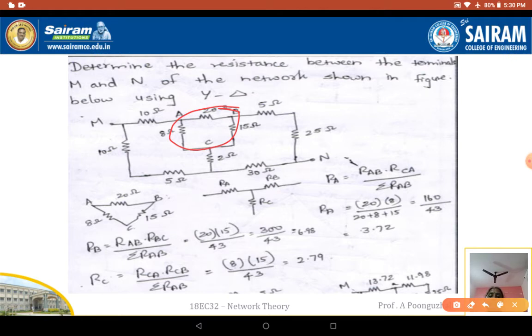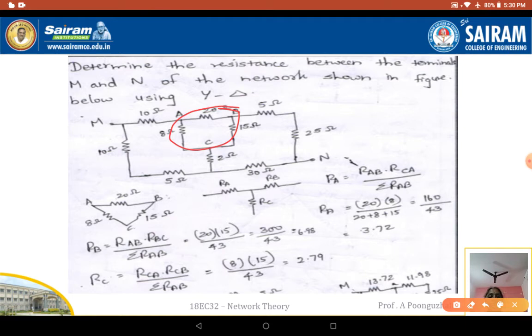So 20 into 8 divided by the summation of these resistances, 20 plus 8 plus 15. So it is nothing but 160 by 43. Similarly, RB is nothing but 20 into 15 divided by 20 plus 8 plus 15. So it is 43, we are going to have 6.98. So RC is 2.79. Redraw the circuit.